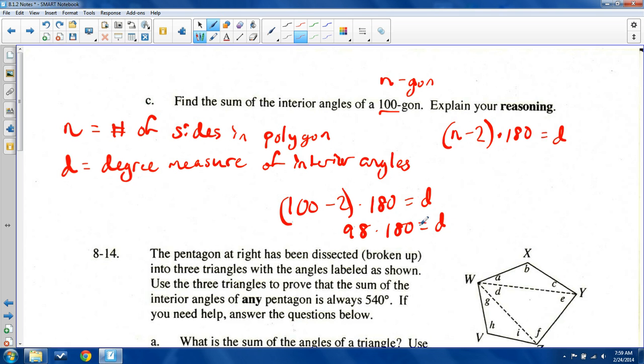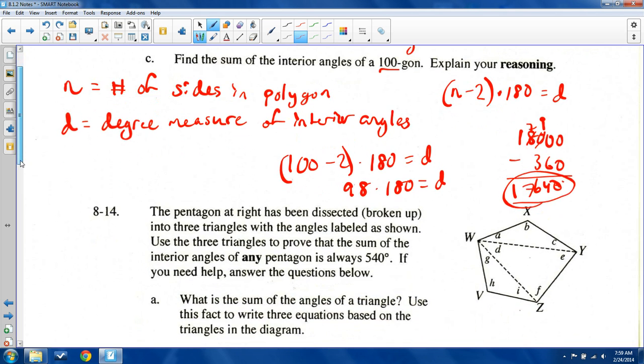I actually don't have a calculator in front of me. Why don't you do that one on your own to finish up? Well, actually, no. Here, let's do it this way. Let's do 100 times 180 and then subtract 2 times 180 from it. So 100 times 180 is 18,000 minus 360. So, hey, we've done math before. 6, 7, 1. So this is how many degrees a 100-sided shape is: 17,640 degrees.